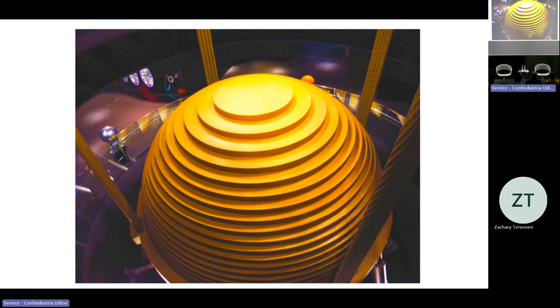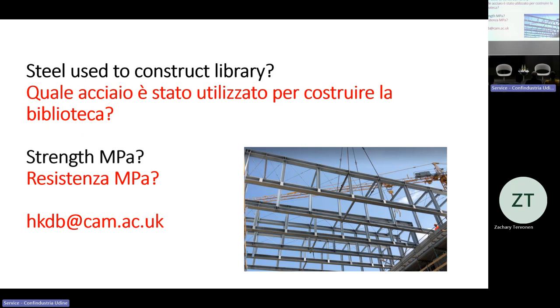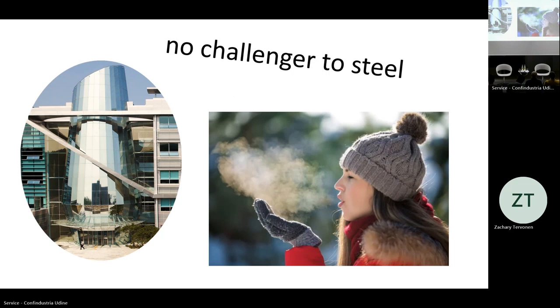Going back to this, the reason why I wanted to know the properties of this steel is because I think we can do better. You can cut the amount of steel that was used, not just by modifying the nodes. And I'll give you a case study. We are the ones who are causing the CO2 pollution, not the production of steel. It's because we use too much steel.